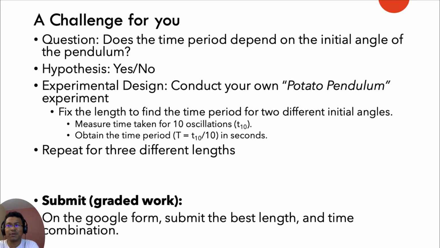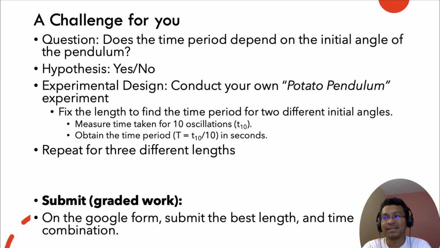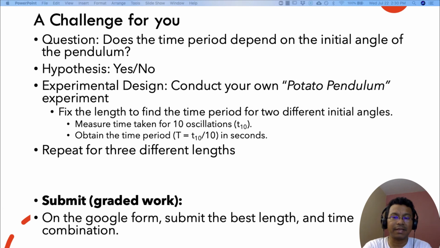Again, the challenge for you is to first formulate your hypothesis, conduct your experiment, and repeat the experiment for 3 different lengths, each length with 2 angles. You will be submitting on the Google form your time, your length, and whether your hypothesis was supported or not. Hopefully it is simple enough, but insightful in giving you the idea about the scientific method.